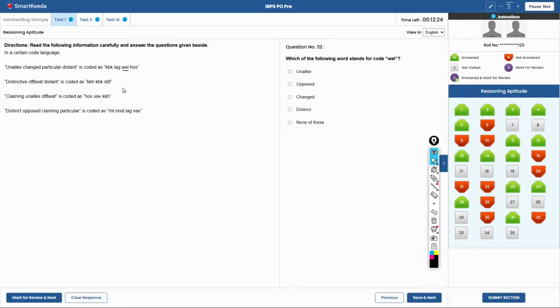So is well somewhere else also. Not here, not here, not here. So KBK is here, LAG is here, HOS is here. Okay, I'm missing something. Okay, so unlike is here, so changed.